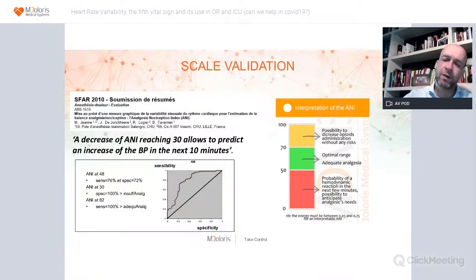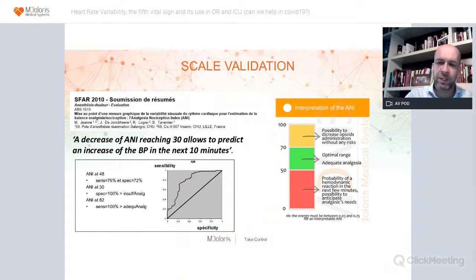So what we did here was to see which were the thresholds at which ENI would correlate to the hemodynamic reaction. And we saw that when you go below 50, the increase of hemodynamic reactions appears. And when you arrive at 30, there is a 100% probability that you will have hemodynamic reactivity. And when we are at 82, you never had hemodynamic reactivity. This was done with opioids, with sufentanil.